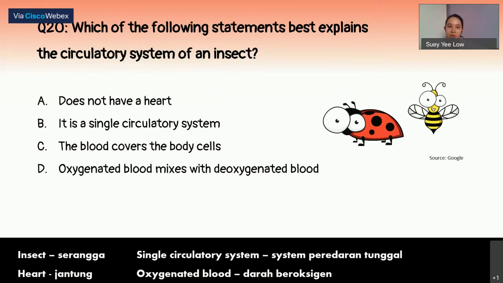Okay, so let's go one by one. Does not have a heart? No, basically an insect has a lot of hearts. So is it a single circulatory system? No, single circulatory system is for fish. So does the blood cover the body cells? Probably it's not blood, but hemolymph, okay? So yes, basically the hemolymph covers the body cells. And the oxygenated blood mixed with deoxygenated blood. Then you have to decide between C and D. Which one is best explained?